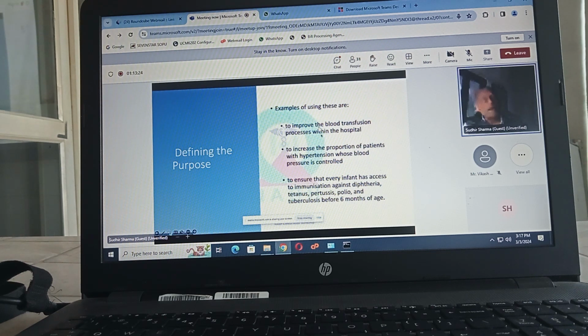Let me take an example. The management of a condition follows something known as a gold standard. You're evaluating the care that you are giving to asthmatics in your hospital. The standard you will compare your care against is the gold standard.